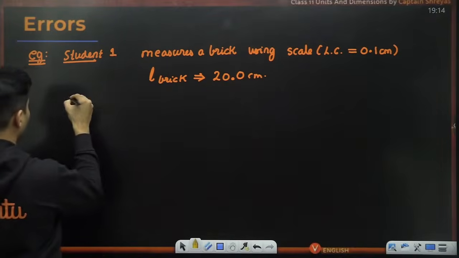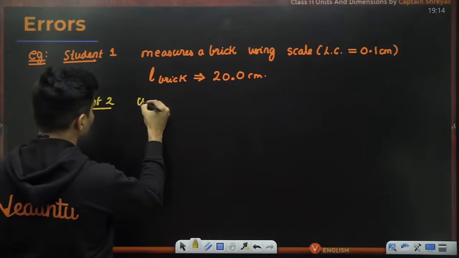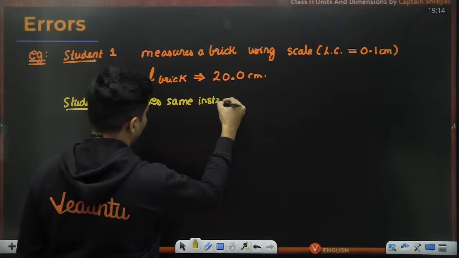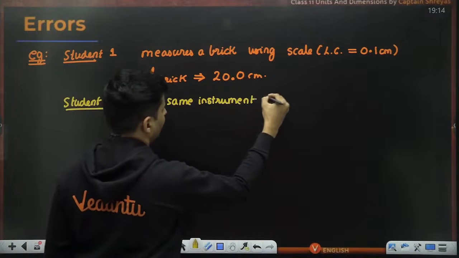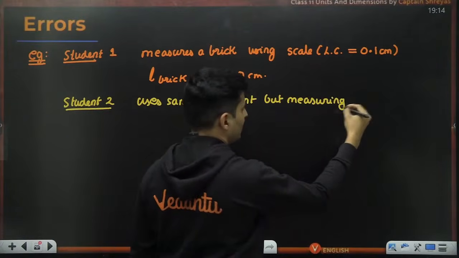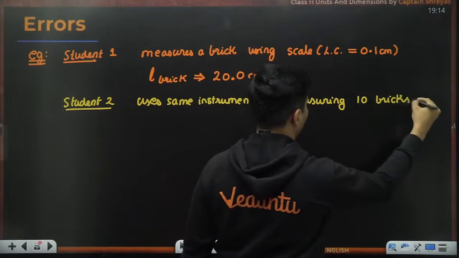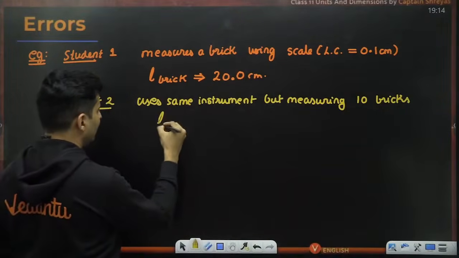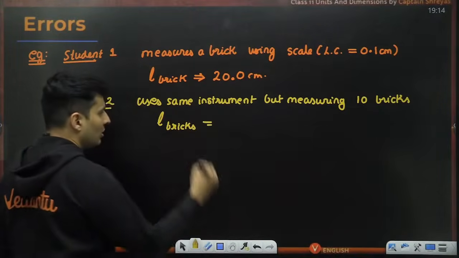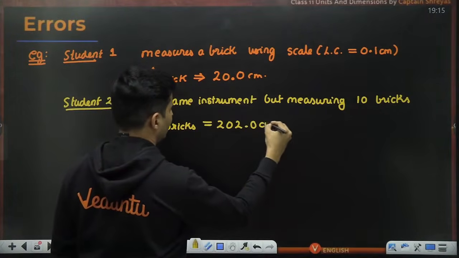Another student, student number 2, uses the same instrument, but he measures 10 bricks. He measures the length of the complete set of 10 bricks and finds it to be 202.0 centimeters.